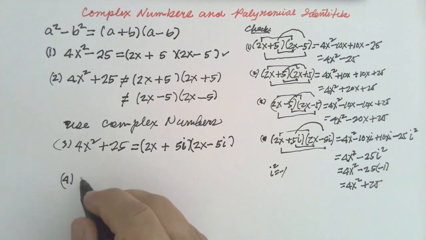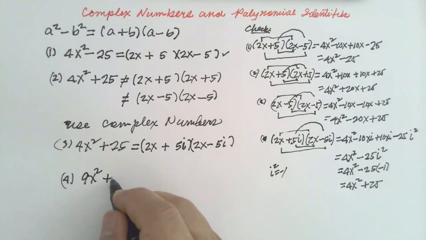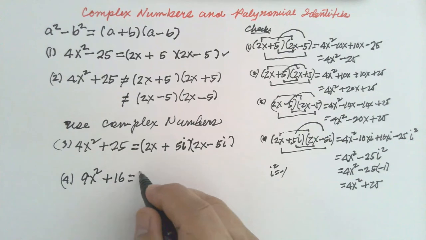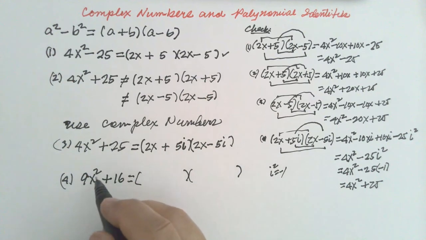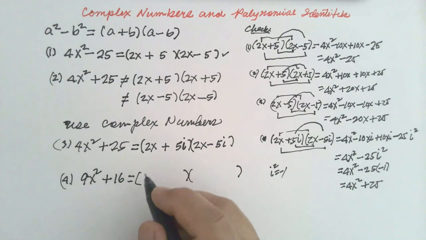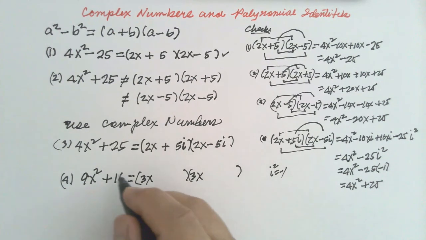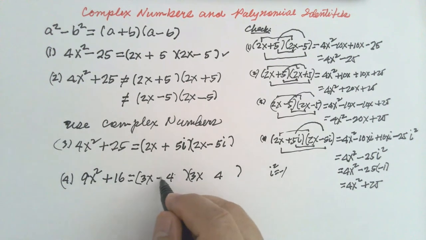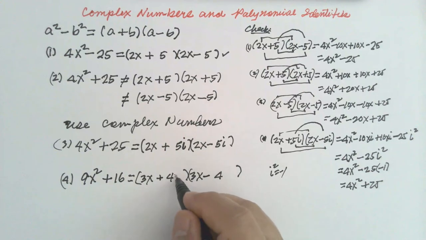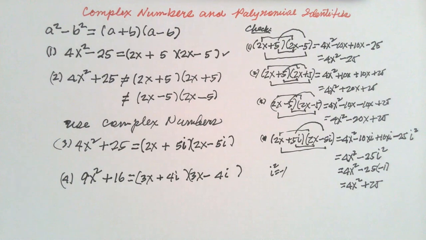Suppose we are asked to do this: 9x squared plus 16. So this is now very easy to do. Just find the square root of this. 9x squared, 3x, then 3x. 16, 4, and 4, plus minus i. So the answers are 3x plus 4i, 3x minus 4i.